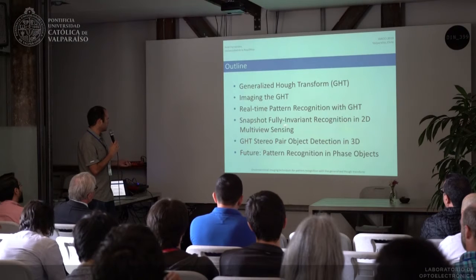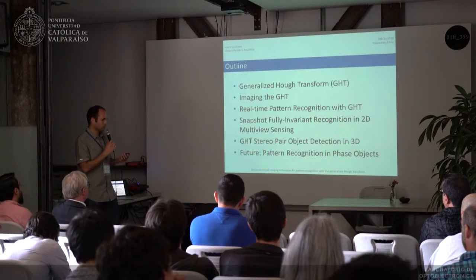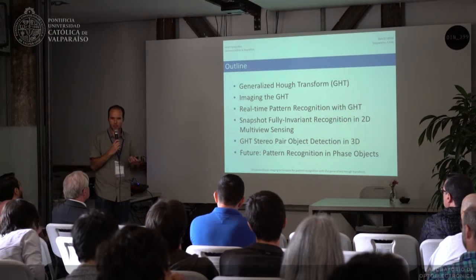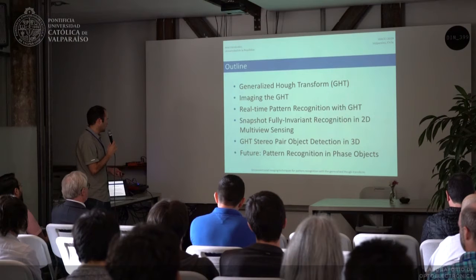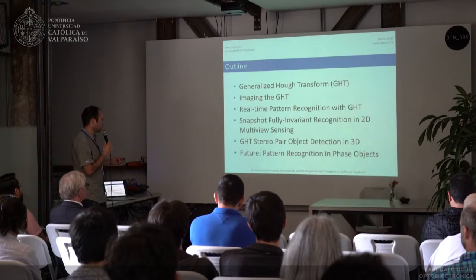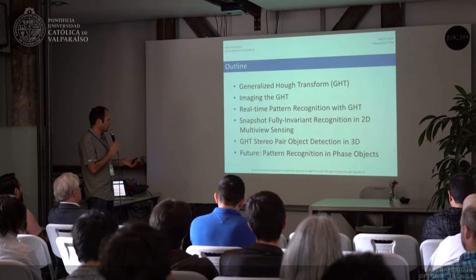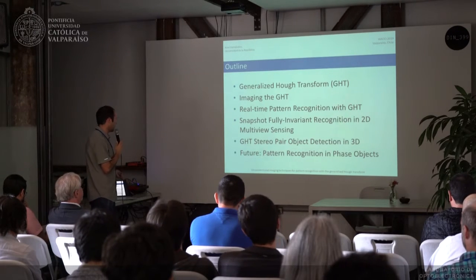We next move on to the detection of objects, trying to deal with the problem of occlusion and how we can enhance the robustness of our method. And finally, we are going to talk about some future lines of work that deal with pattern recognition with these techniques, but in place objects. Let's start with the generalized abstraction.